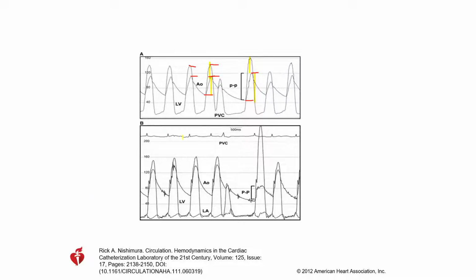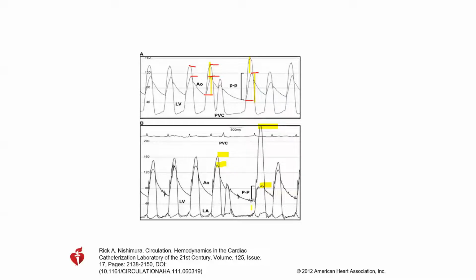Now, if we have HOCM, we have the baseline pressure, which is this one, and this one. This is the baseline pressure. See, after the PVC, the gradient increases that much. But it is associated with what? With a decrease in aortic peak pressure, aortic systolic pressure.